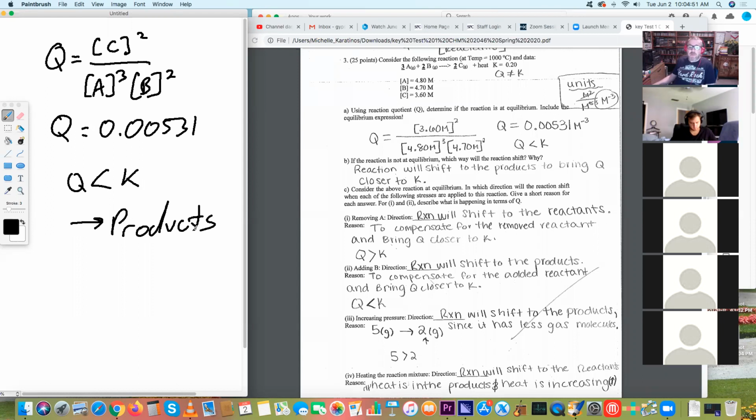Okay, I'll stop here for a second at B. Does anybody have any questions about how I know the reaction is shifting towards the product side?